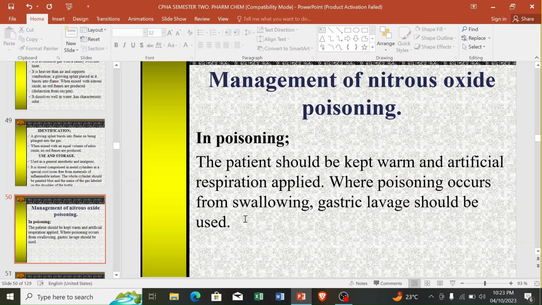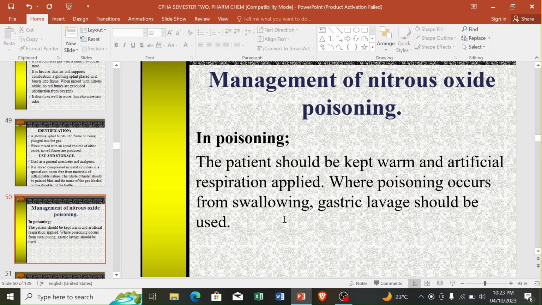Where poisoning occurs from swallowing, this is one of the few ways poisoning can take place. A patient can swallow it. Like we said, it can be used as an analgesic or a painkiller. So a patient can swallow it, and then it can be managed through gastric lavage.